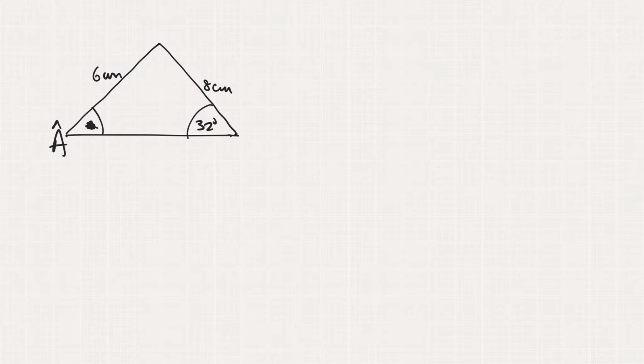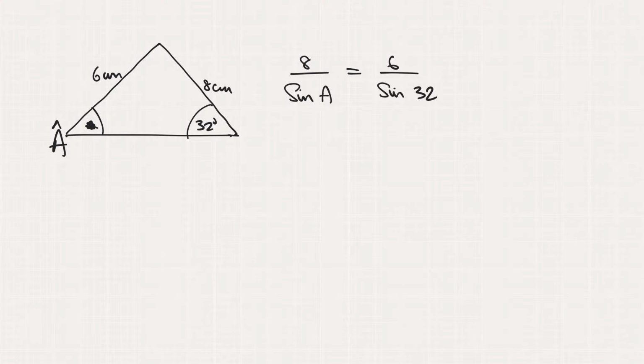It's always going to be the opposite side over sine of the angle. So what we've got here is that side 8 over sine of that angle, and then I'm going to do 6 over sine 32. So that is equal to 6 over sine of 32 degrees, which is the angle there. And just as I've said before, we will end up cross multiplying here.